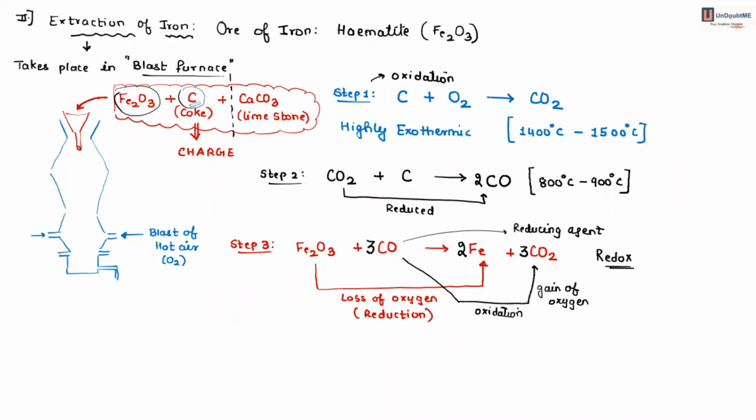So what is the use of this calcium carbonate or limestone? Now this ore of iron, which is hematite. Every ore is present in the earth's crust. So whenever you are digging out the ore, there will be some kind of impurities present in that ore. So the ore of iron has impurities.